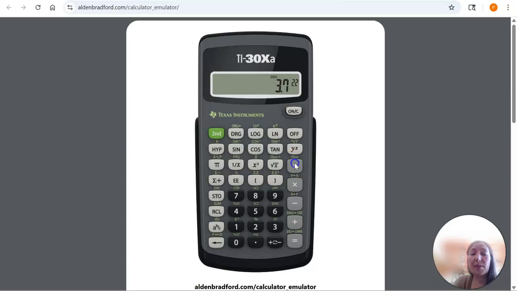Okay, and then I'm going to divide by, and I'm going to do a parentheses, and I'm going to do 6.022 times, and I'm going to do 10, and I'm going to do y to the x. So I'm going to do 10 to the 23rd. I'm going to put in parentheses, and then when I hit enter, 0.061.